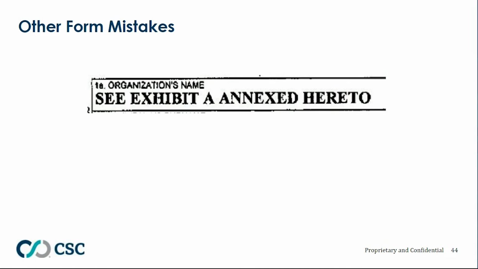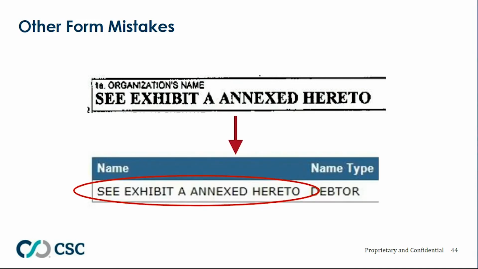You can't put them on an attached schedule or exhibit and expect them to be indexed. Here we have Exhibit A with a long list of debtor names that the secured party has verified is correct at a great investment of time and expense. Yet, because they are not in the name field, the only debtor name here that makes it into the database is the string of text that's in the name field. Get the debtor names in the name fields.